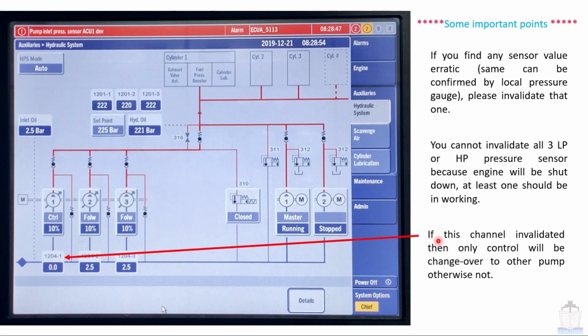Okay. If this channel is invalidated, then only control will be changed over to other pump, otherwise not. You can see clearly in this example that even though the reading of number 1 pressure transmitter has become 0, still control is with number 1 pump. That means if this type of situation occurs, then please don't forget to switch the control to other pumps, because the control change will not be done automatically by the engine control system. You have to do it by yourself.